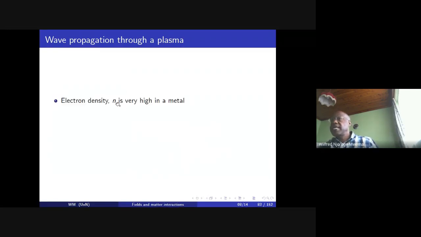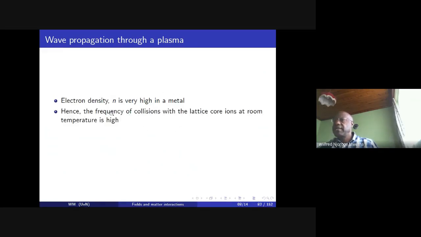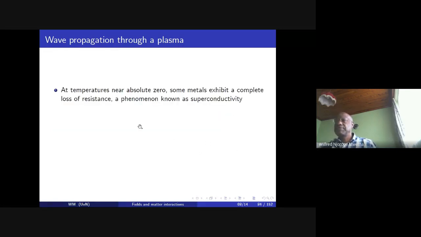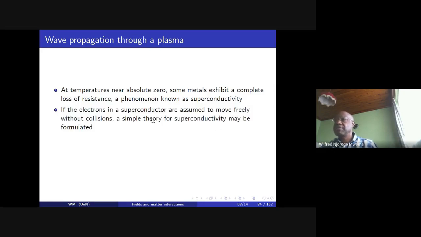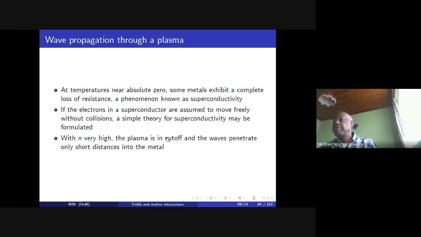The electron density N is very high in a metal, and hence the frequency of collisions with the lattice core ions at room temperature would be very high. This leads to the phenomenon that we know so well and call electrical resistance. At temperatures near absolute zero, some metals exhibit a complete loss of resistance, what we call superconductivity. If the electrons in a superconductor are assumed to move freely without collisions, then a simple theory of conductivity may be formulated, and with N very high, the plasma will be in cutoff and the waves will penetrate only short distances into the material.